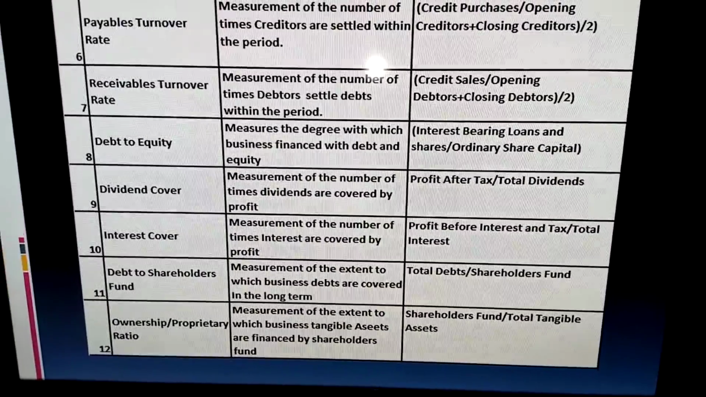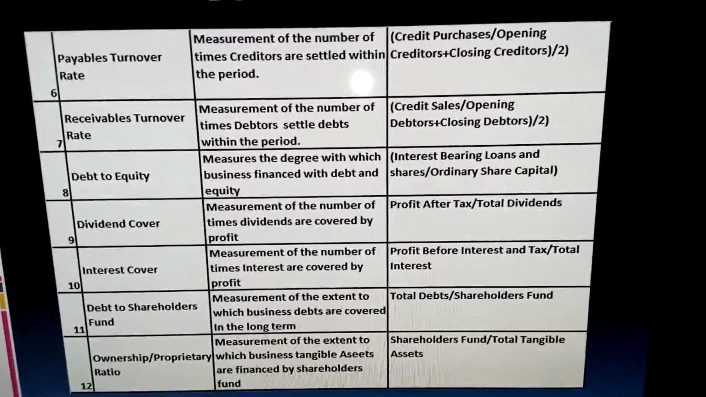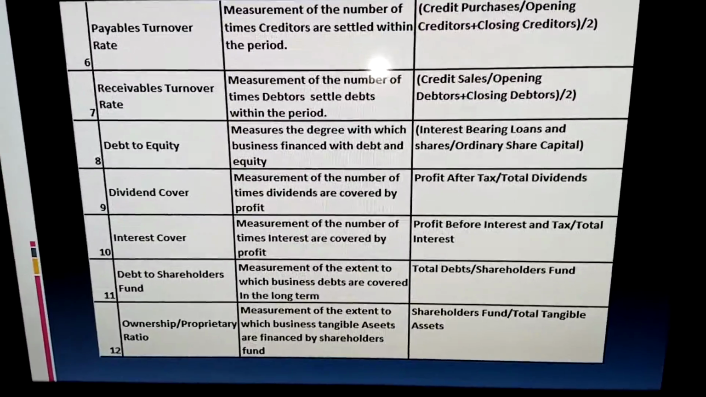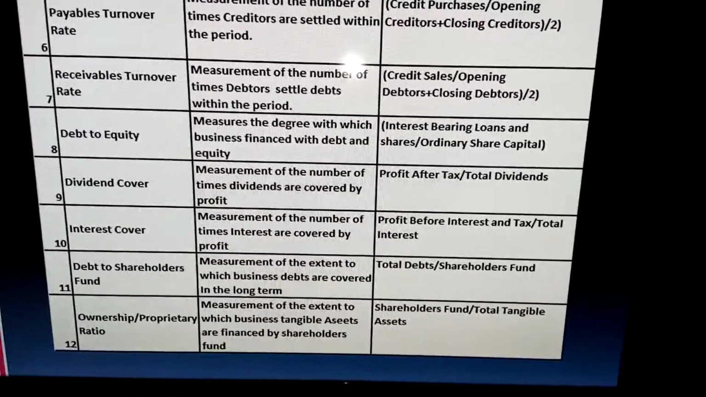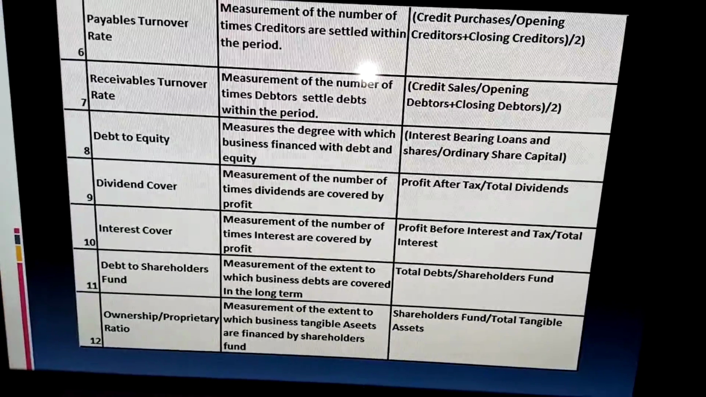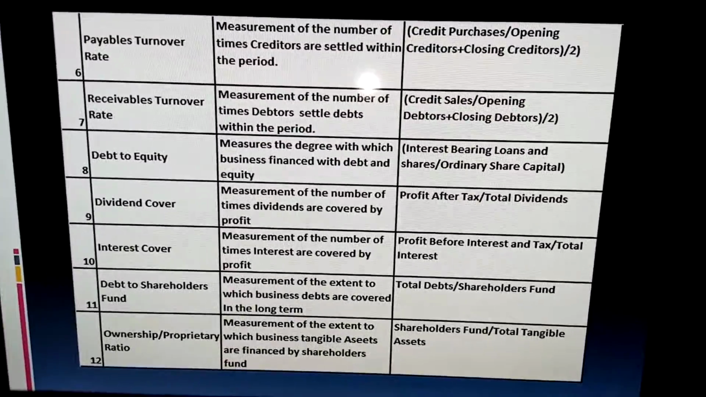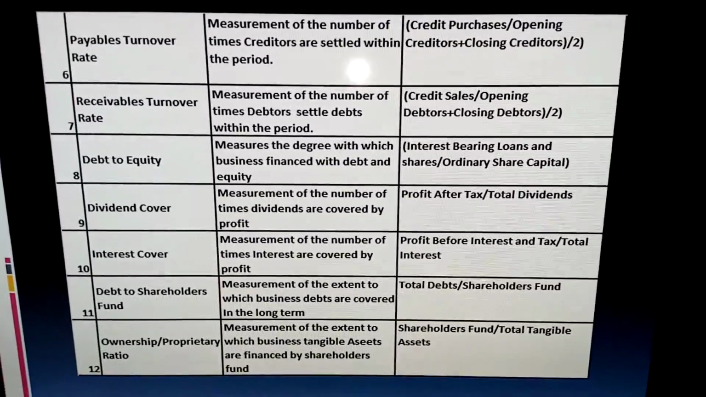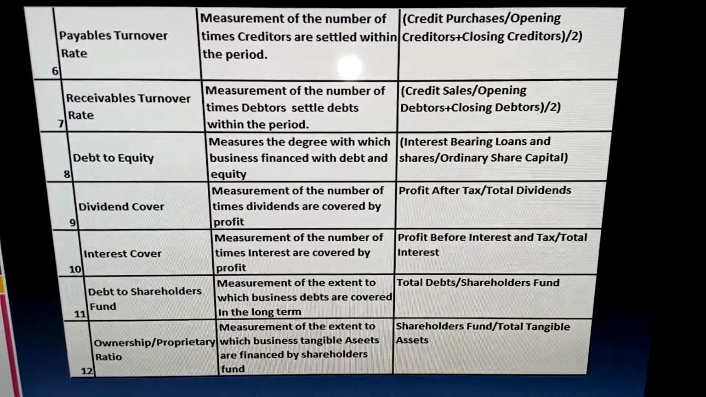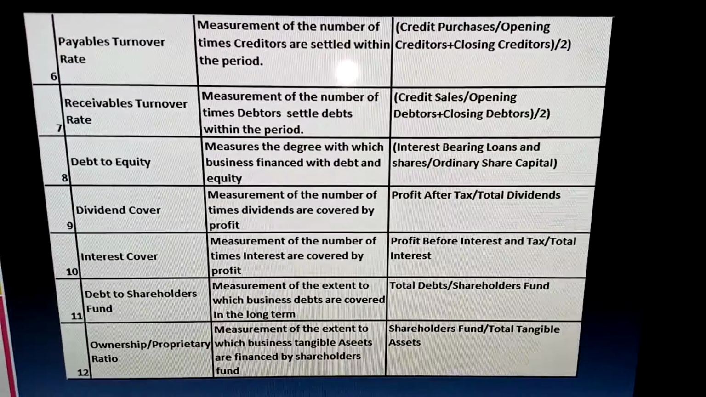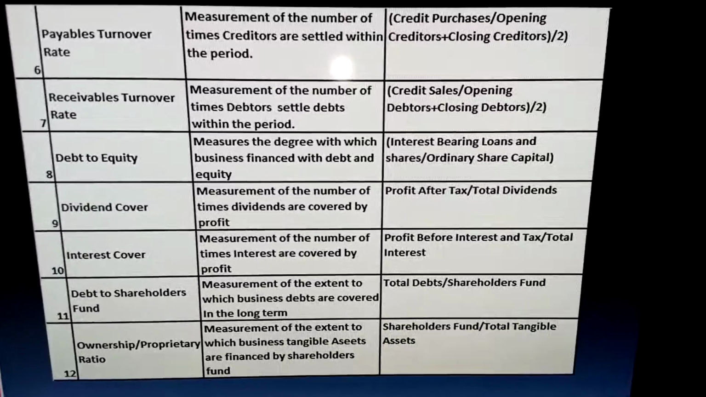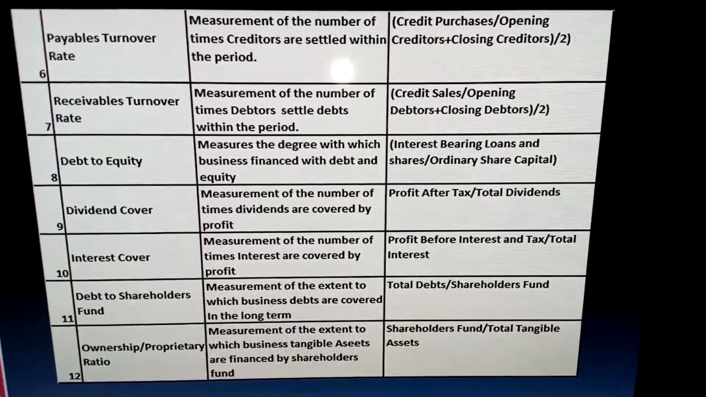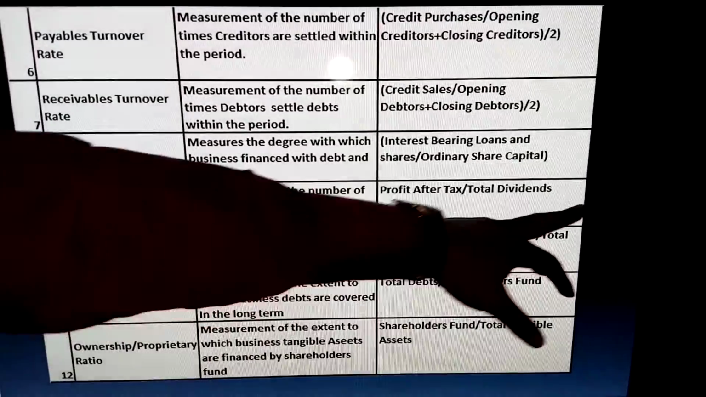Dividend cover. So we're saying how many times does your profit cover your dividend? You're looking at the relation between your profit and your dividend. So if your profit is say 1 billion, and then you declared a dividend of say 500,000, the relationship between the profit that you made and the total dividends that you declared is what we call the dividend cover. So how many times can you find your dividends in your profit? So we have profit after tax divided by total dividends.